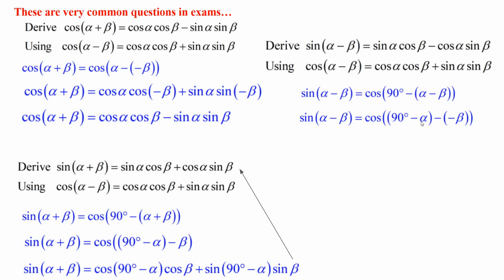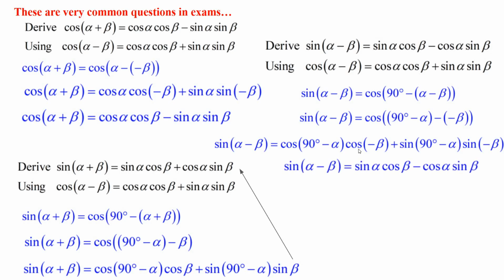90 minus alpha is my first angle. Minus beta is my second angle. Just stuff it in the formula exactly. There's your alpha, there's your beta, which is minus beta now. And then just work it out. What's the cosine of 90 minus alpha? Well, it's sine alpha. What's the cosine of minus beta? It's cos beta. So there you go.